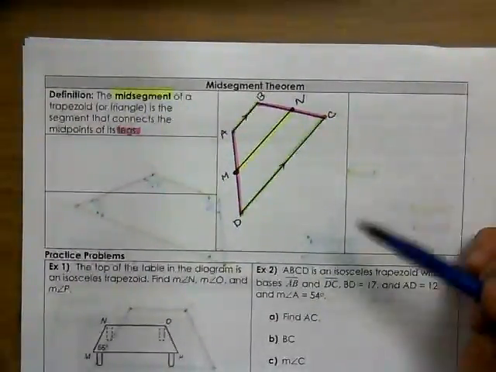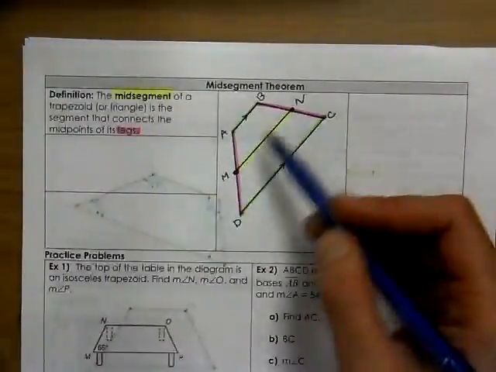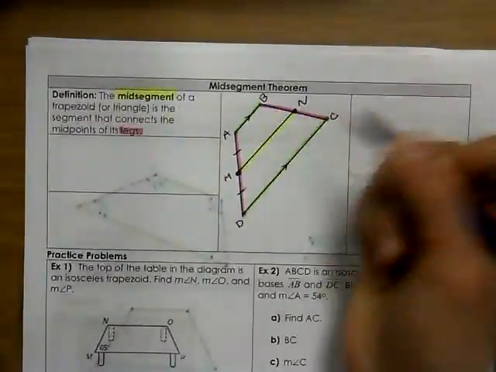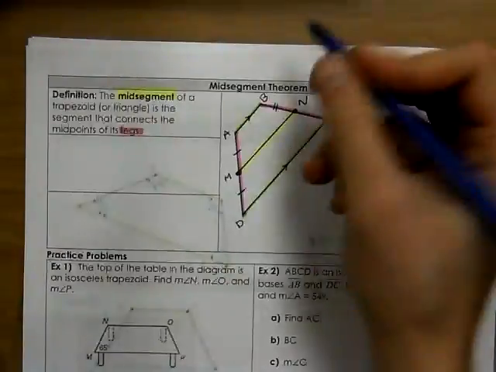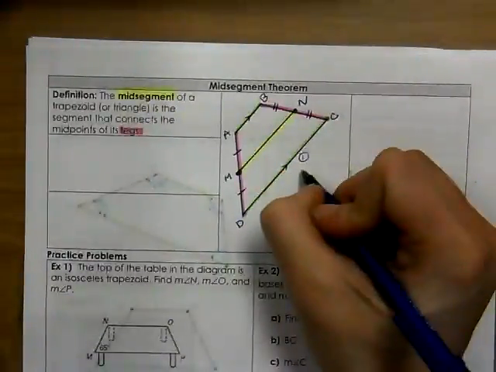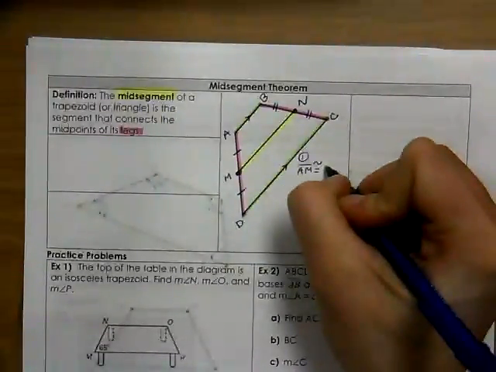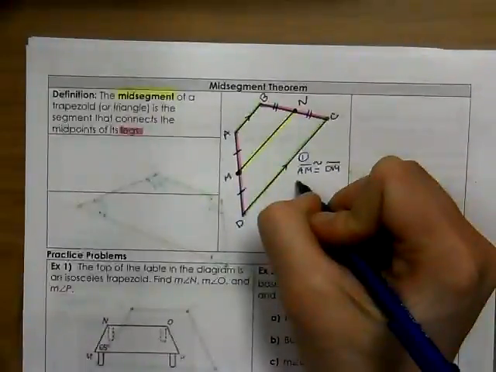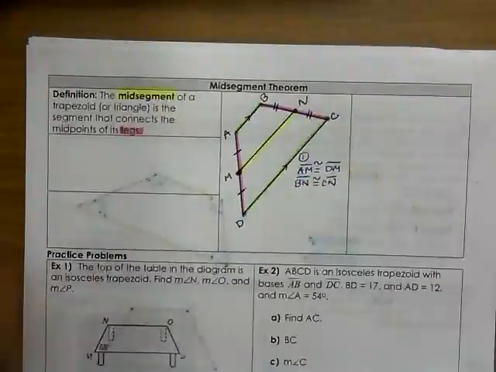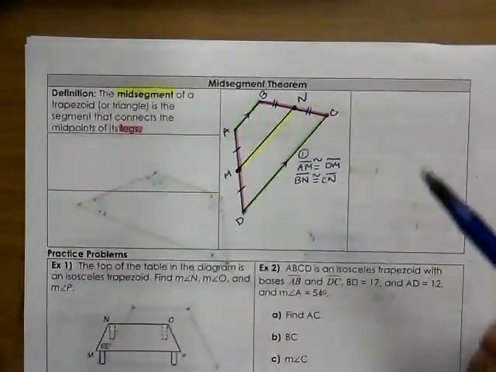So hopefully you've paused the video and written down as many things as you can. I'm going to write them down now together. The fact that M and N are midpoints tells me that AM must be congruent to MD and BN must be congruent to CN. So the first thing I'm going to conclude is that AM is congruent to DM and BN is congruent to CN. That's just the definition of a midpoint, which is part of the midsegment.